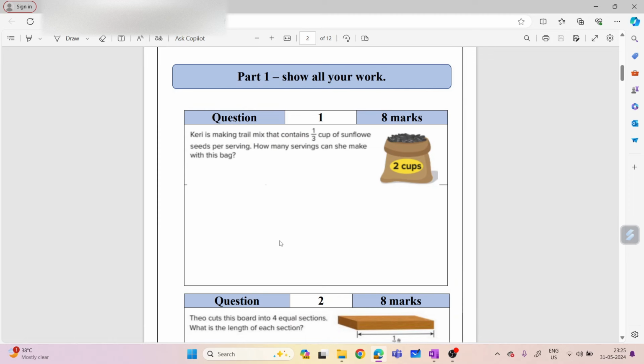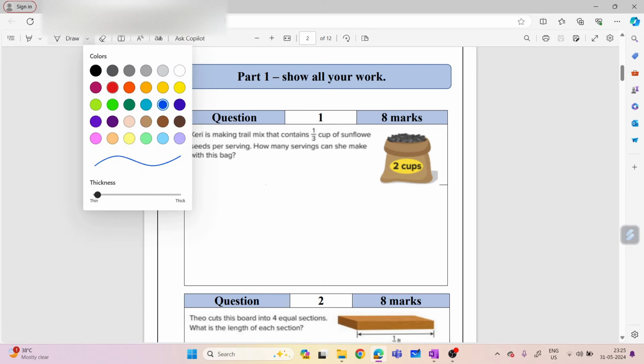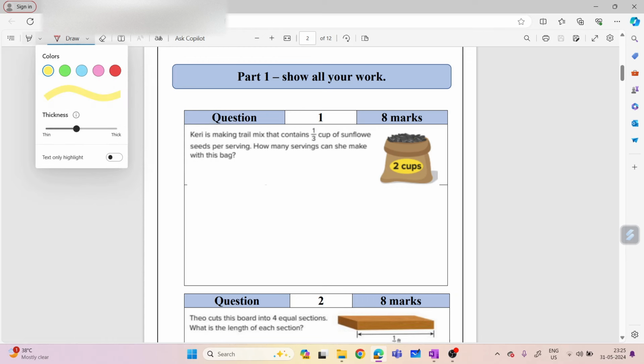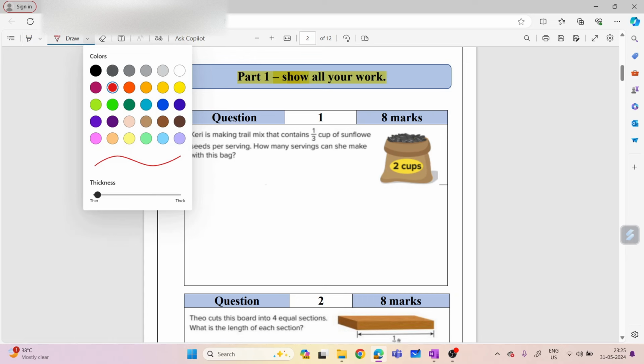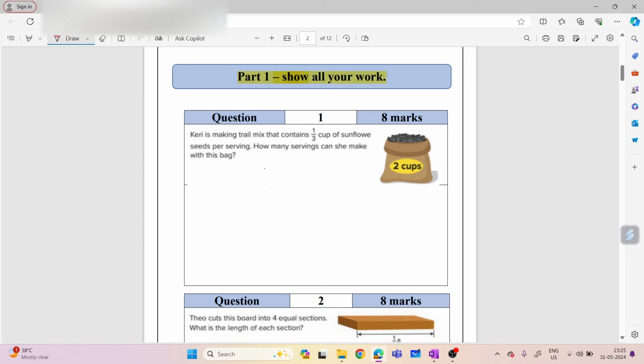See here, question number 1. Part 1 of the exam is the show your work problem. Here you have to show the steps also. Part 2 will be the multiple choice. Okay, let's go. So what does the question say?